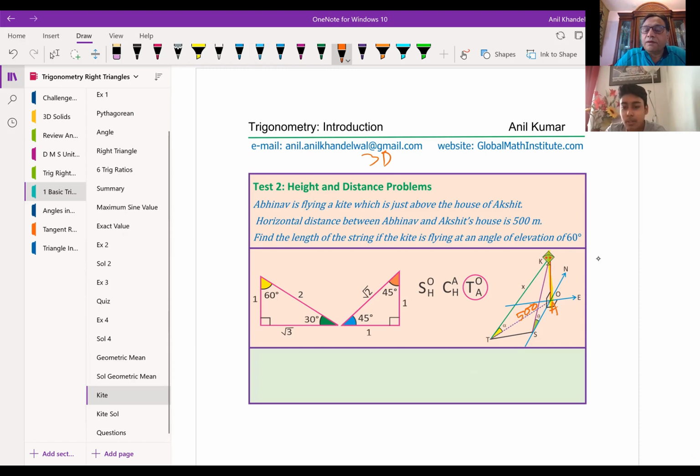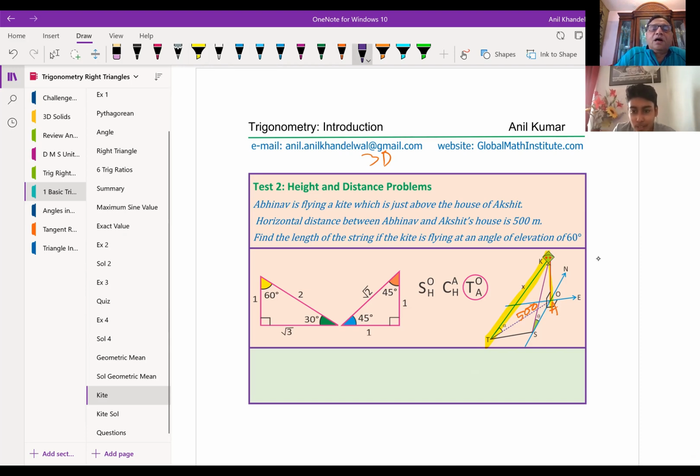So now we have an angle and the kite. We need to find the length of the string, which is this length, right? So which trigonometric ratio will you use? Sir, I think I would use tangent personally. Why? Wait, just give me a moment.